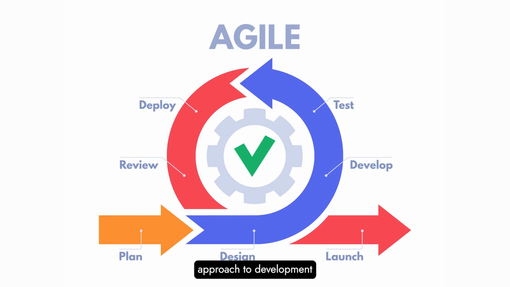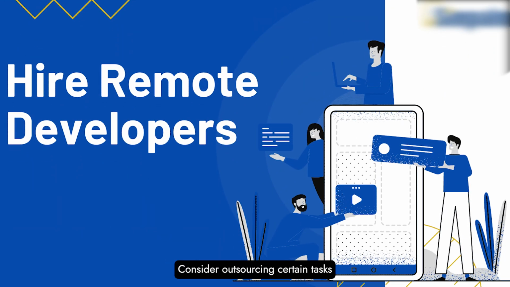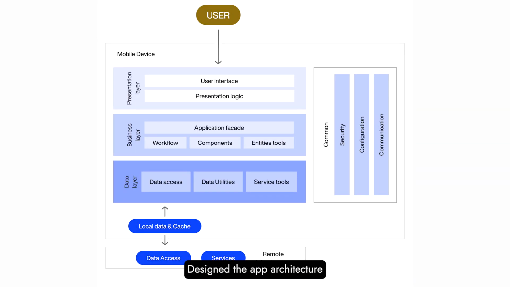Adopt an agile approach to development, allowing for flexibility, iterative improvements, and cost-effective changes throughout the development process. Consider outsourcing certain tasks or hiring remote developers from regions with lower labor costs to reduce development expenses. Design the app architecture with scalability in mind to accommodate future growth without significant redevelopment costs.